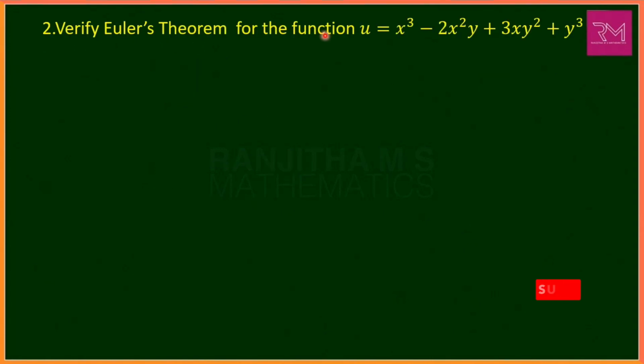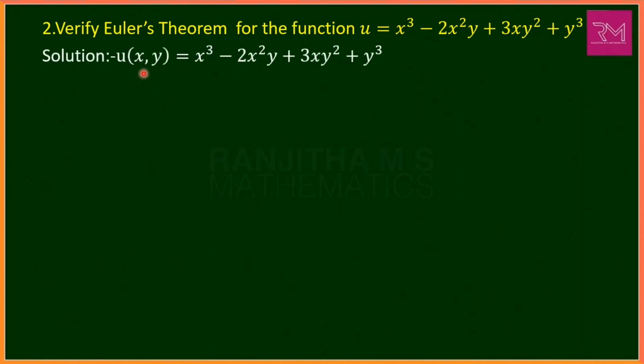Verify Euler's theorem for the function u is equal to x cube minus 2x square y plus 3xy square plus y cube. Here first take the given problem, that is u of x comma y, which is equal to x cube minus 2x square y plus 3xy square plus y cube. Here this is an equation of the form u of x comma y. Here first step we have to reduce this equation to homogeneous equation form.